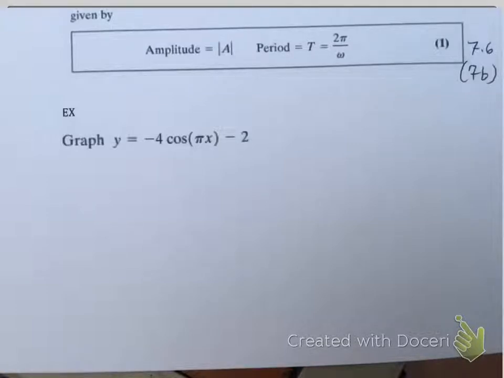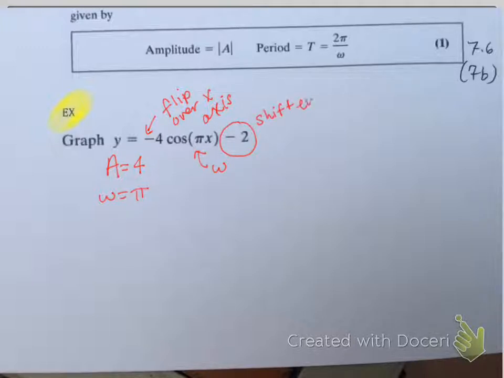Alright, so it's asking me to graph this next one. This next one has a lot of steps, so we're going to take it step by step. First of all, we have an amplitude. The amplitude is 4. We also have a negative sign, so I know I'm going to have to flip this entire thing over the x-axis. Okay, we also have omega. Omega is pi. See how it says pi x? And we also have a shift here. We're going to shift the entire graph down 2 units.